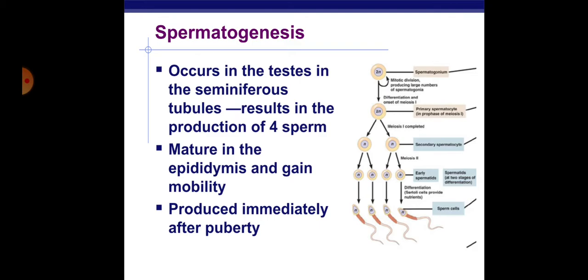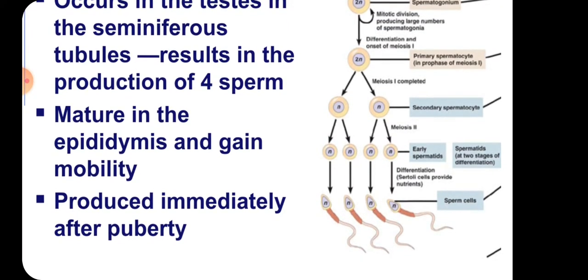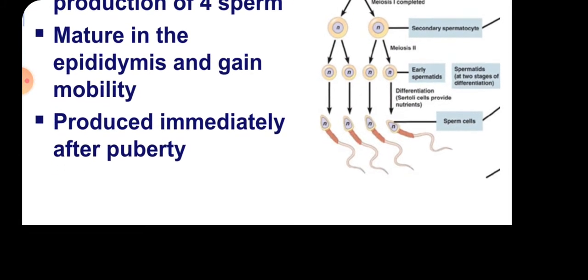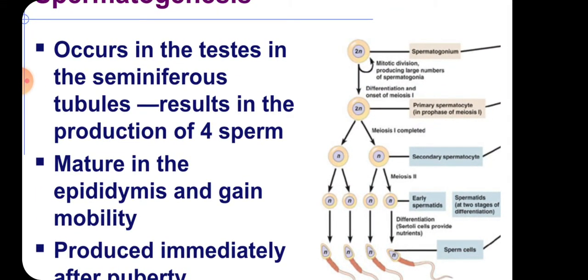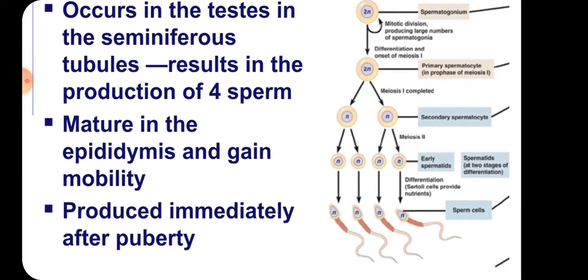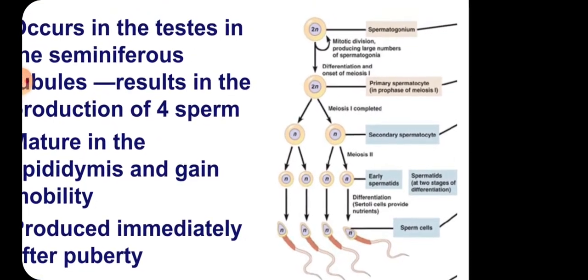Now we shall study spermatogenesis. Here, as you can see in the diagram, spermatogenesis occurs in the testes in the seminiferous tubules, which results in the production of 4 sperms, which you can see with tails at the end of this diagram. Sperms mature in the epididymis and gain mobility. Sperms are produced immediately after puberty.